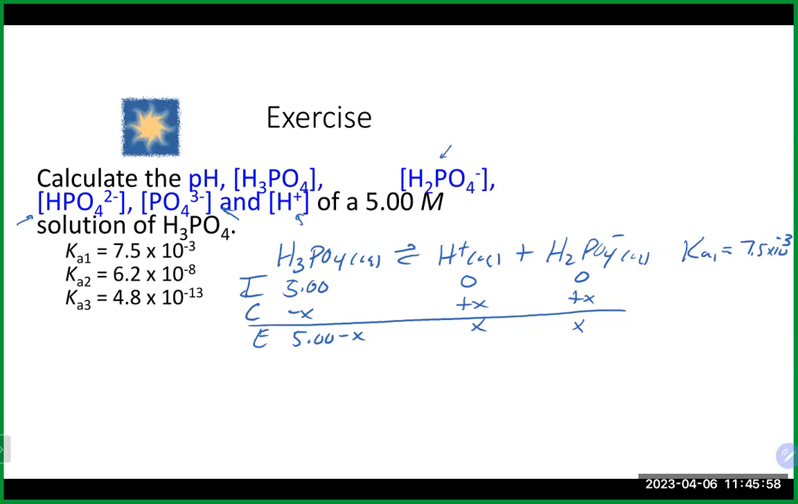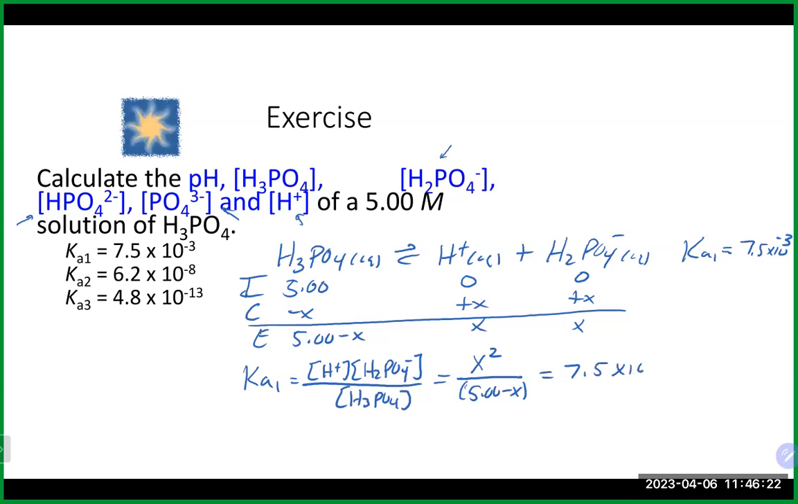If we write our Ka1 expression, it is our products over our reactants. And like normal, we're going to put our values in there. That gives us X squared divided by 5 minus X equals our Ka1 value of 7.5 times 10 to the minus 3. I'm going to assume that X is approximately 0 here. Give it a go. That's going to give me X squared divided by 5 equals 7.5 times 10 to the minus 3. I'm going to multiply the 5 to the other side and also take the square root of it.